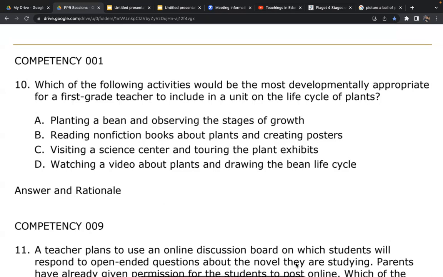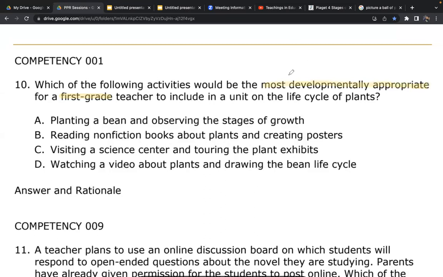First grade. First grade is super important. We're going to look for what else? Most definitely. Most developmentally appropriate. This is a big one.